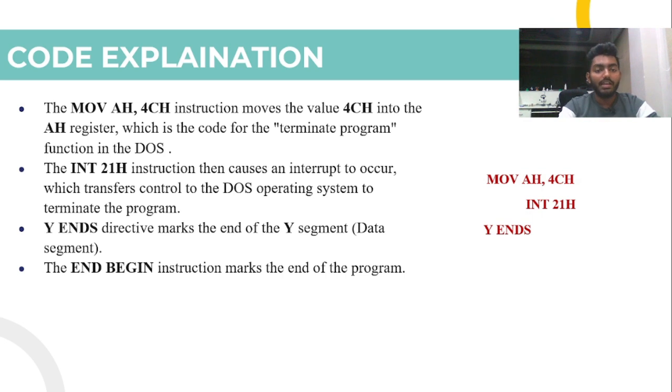The MOV AH, 4CH instruction moves the value 4CH into the AH register, which is the code for the terminate program function in DOS. The INT 21H instruction then causes an interrupt to occur, which transfers control to the DOS operating system to terminate the program. The Y ENDS directive marks the end of the Y segment, that is, the data segment.